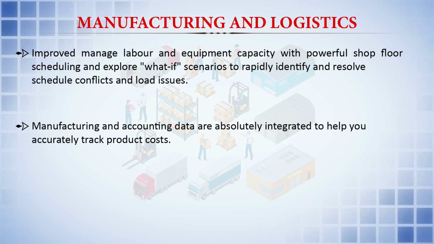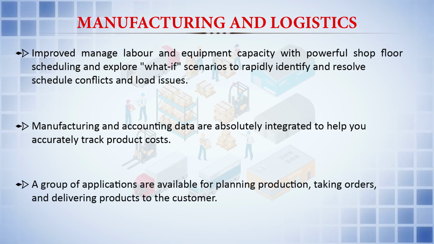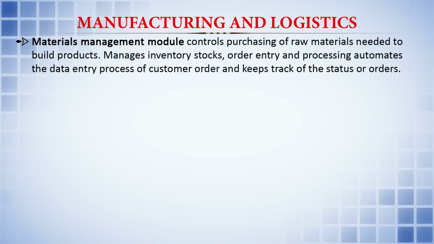Manufacturing and accounting data are absolutely integrated to help you accurately track the product costs. A group of applications are available for planning production, taking orders and delivering products to the customer. So, with this particular subsystem, there are certain modules also included. One may be the materials management module, which will be handling or controlling the purchasing of raw materials needed to build the products, manages inventory stocks, order entry and processing, automates the data entry process of customer orders and keeps track of the status of all the orders.